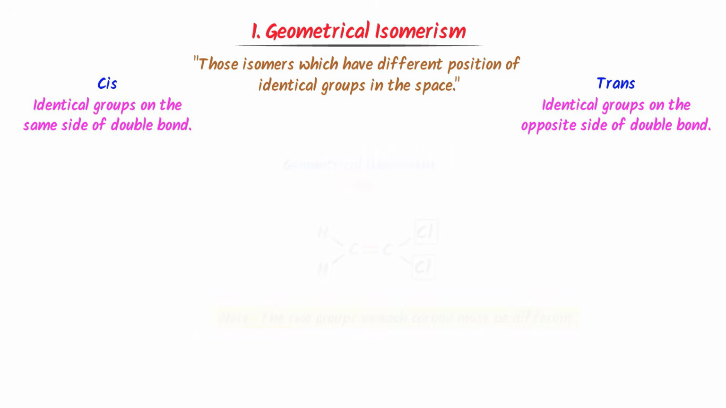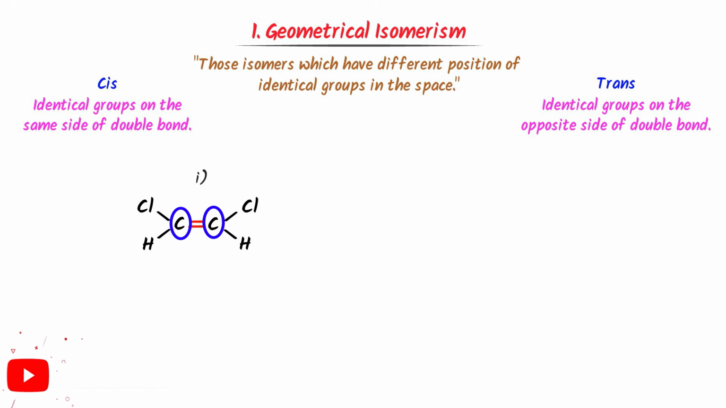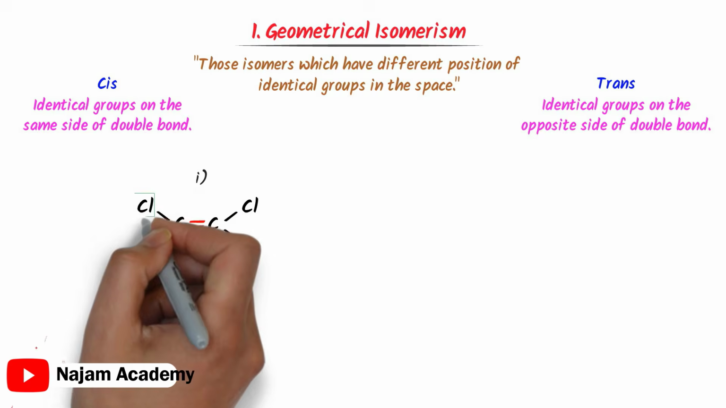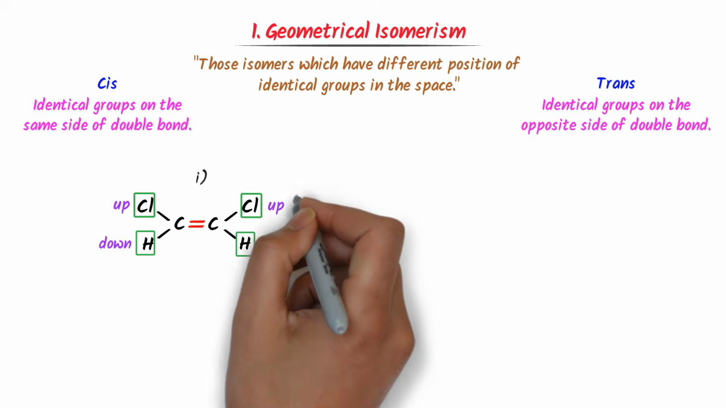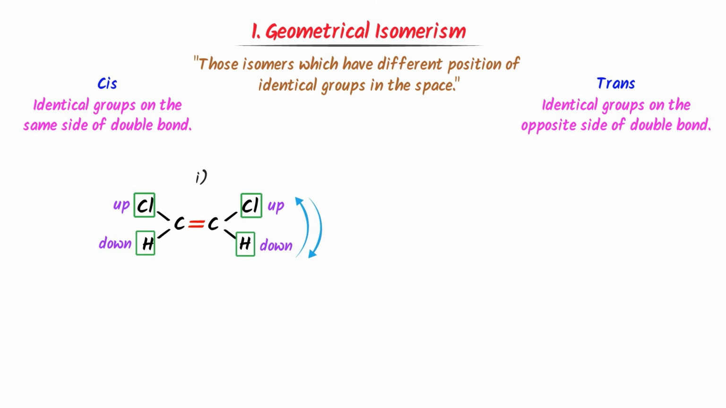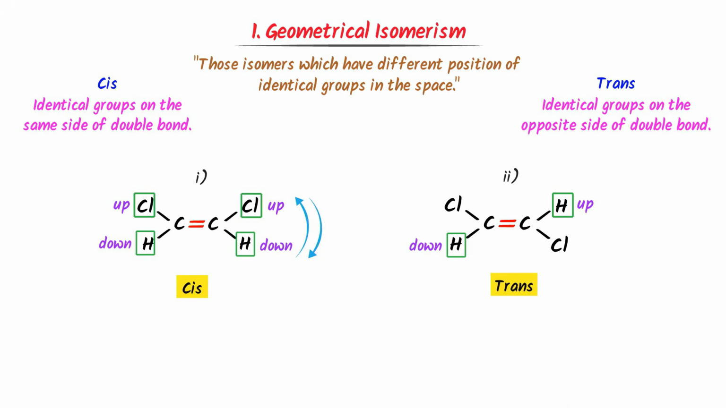For example, consider this compound. Here, two different groups, chlorine and hydrogen, are bonded to the same carbon. Hence, geometrical isomerism is possible. I write up and down, up and down. Now, I just interchange the chlorine and hydrogen. I get this compound. This is the cis compound and this is the trans compound. So, these are the two geometrical isomers of each other.